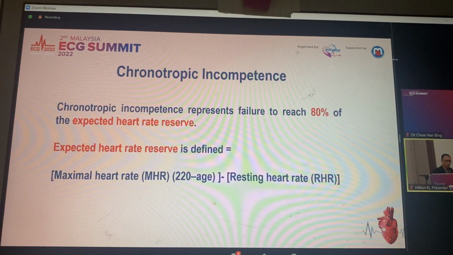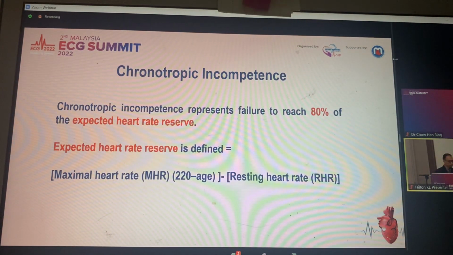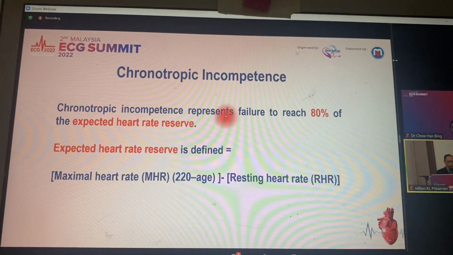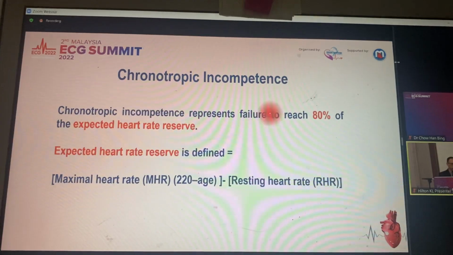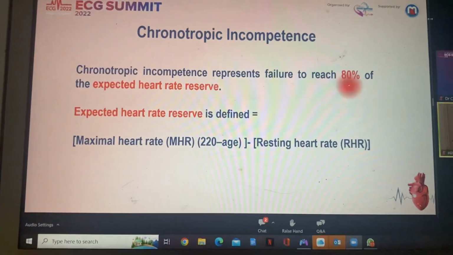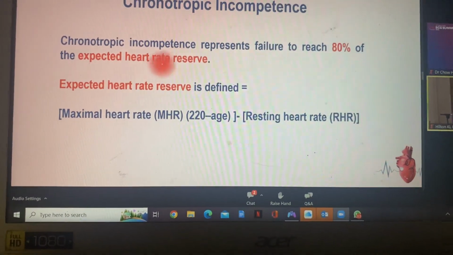The fourth presentation of an essay note is chronotropic incompetence. Chronotropic incompetence represents a failure to reach 80% of expected heart rate reserve.